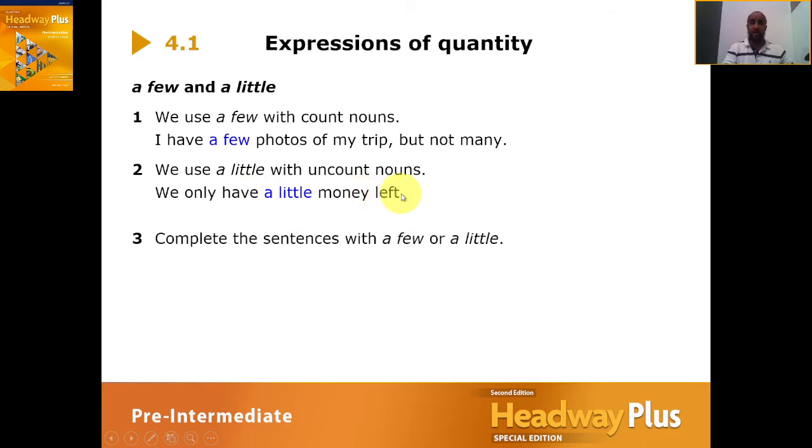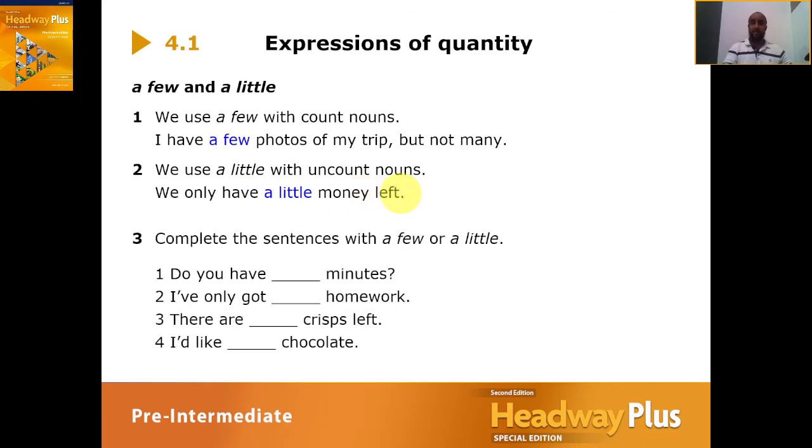Okay, guys? Good. Now let's try some exercises here. Number one is a question. Do you have, and then we're going to have the word minutes. So minutes, this is countable, right? 3 minutes, 4 minutes. So we're going to say, do you have a few minutes?